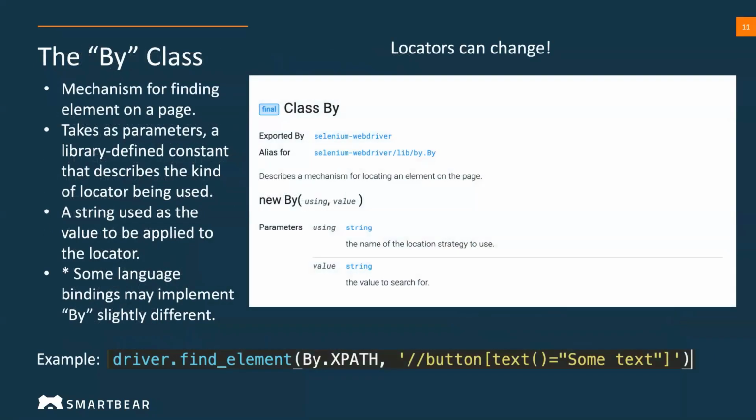All right, a little bit deeper on the By class. Again, it's a mechanism for finding elements on a page. It takes, as parameters, an XPath. Hopefully you can see my mouse moving.